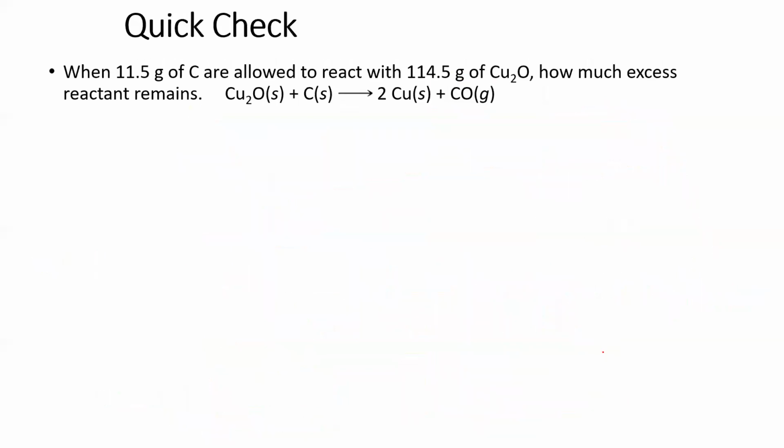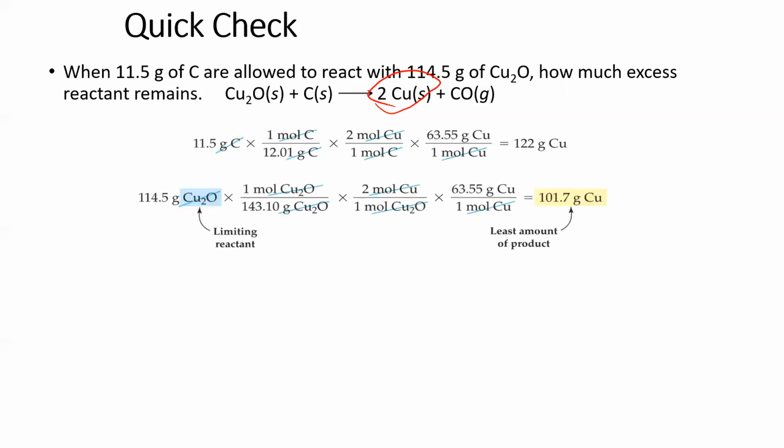So when 11.5 grams of carbon are allowed to react with 114.5 grams of copper 1 oxide, how much excess reactant remains? So again, we would just pick a reactant, and you could go to moles. I'm just going to do it this way because I have you going all the way to grams in the prior video, so I'm just going to be consistent.